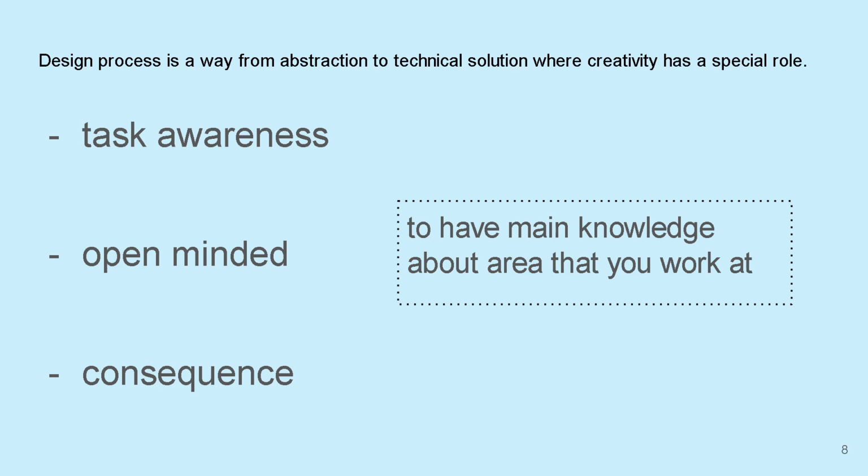The design process is a way from abstraction to a technical solution where creativity has a special role. In this way, in my opinion, it is important to have task awareness all the time, not only at the beginning, and to be open-minded, also to suggestions from other people or even life situations. Consequently, a special role has main knowledge about the area that you're working in. When we speak about design for injection molding, it is important to understand why wall thickness should be uniform, what an injection point means, generally what the main rules of the injection molding process are.